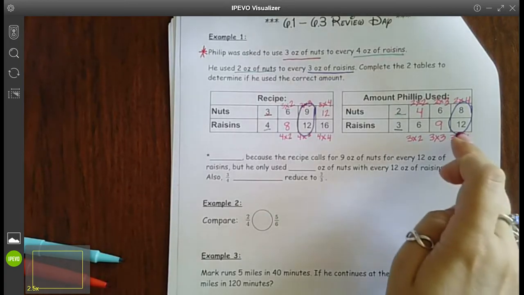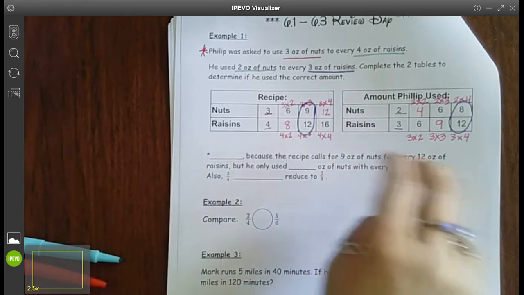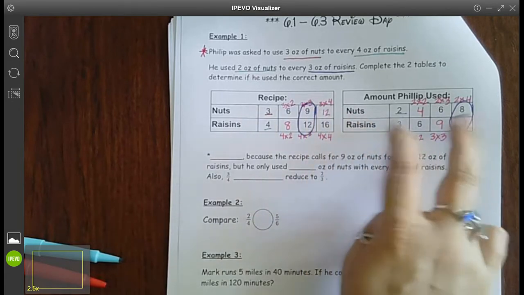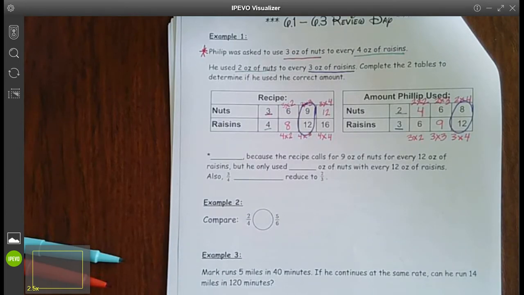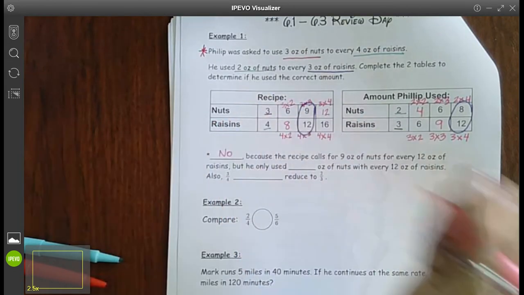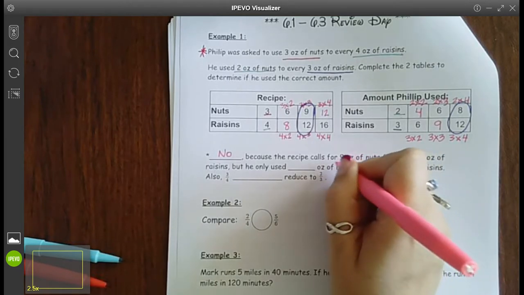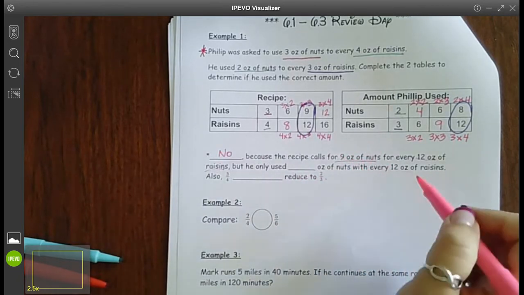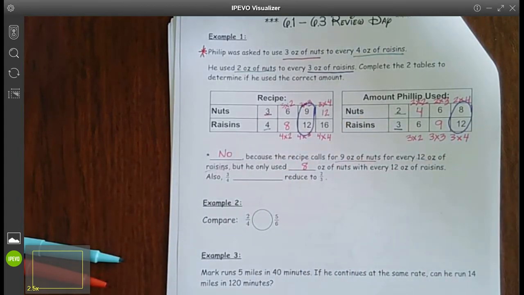So if you find the same matching number for one of your values, compare it to your other value, so for nuts, and then see if those top numbers match. Since 8 and 9 didn't match when you used 12 for the amount of raisins, I knew that those 2 ratios aren't equivalent. So no, they are not equivalent because the recipe calls for 9 ounces of nuts for every 12 ounces of raisins. But when he used 12 ounces of raisins, he only used 8 ounces of nuts.